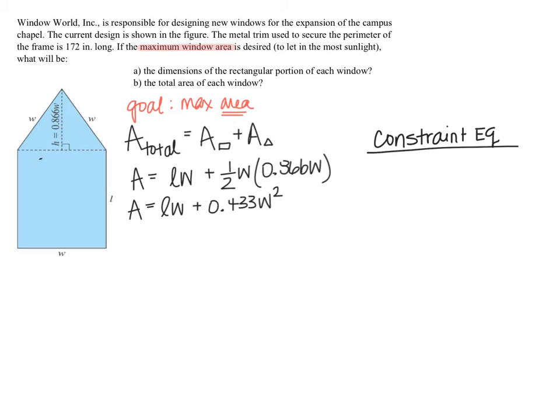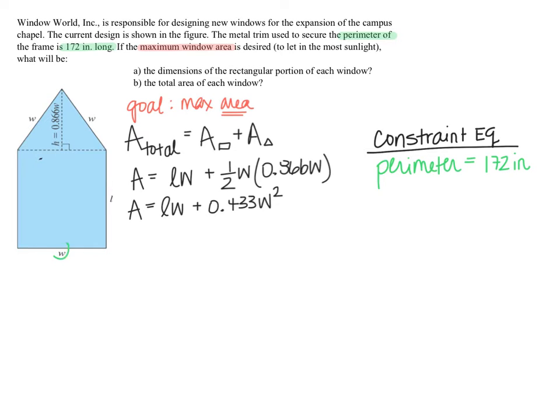So as I reread the problem, I notice that it mentions the metal trim that's used to secure the perimeter of the frame needs to be 172 inches long. So that's an extra piece of information that I haven't used yet, and this is like a limitation, or what I'm calling a constraint. We need to have the outside perimeter of the window be equal to 172. So essentially, they've told us that the perimeter must equal 172 inches. So let's see if we can write an expression for the perimeter. Remember, the perimeter is the distance around.